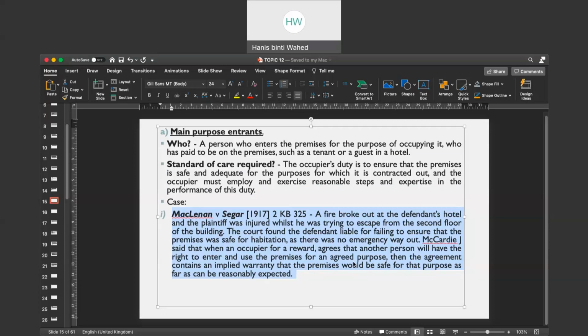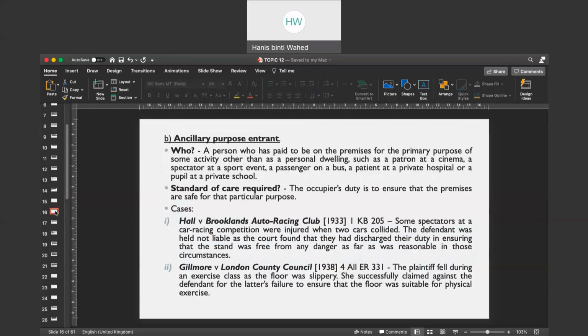So the defendant in this case was liable, and the plaintiff was the main purpose entrant, because the plaintiff paid to stay at the defendant's hotel. So the defendant was under the duty to ensure that the hotel was safe for all guests. And because the defendant failed to do that, by failing to provide an emergency exit in the hotel, the defendant was held liable. Okay, all right. And then the second one, we have the ancillary purpose entrant.